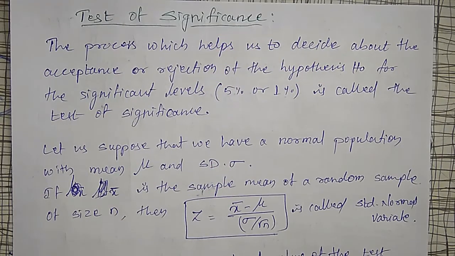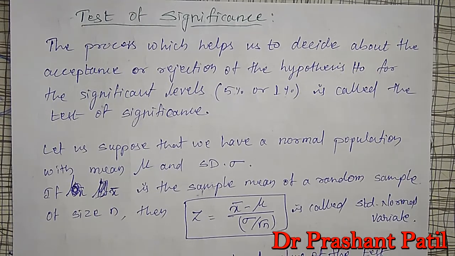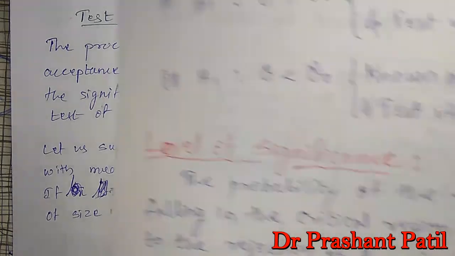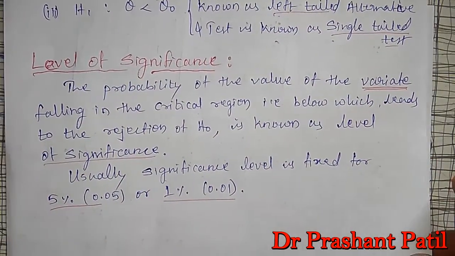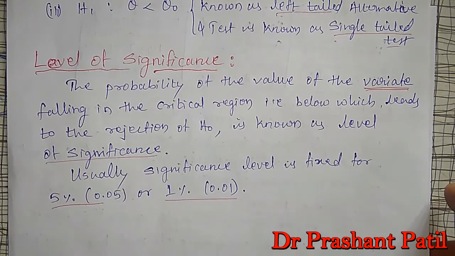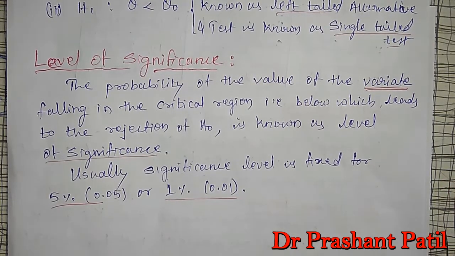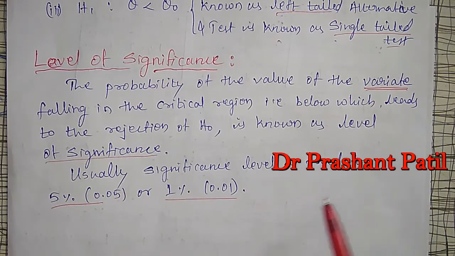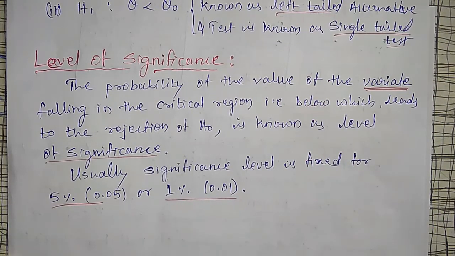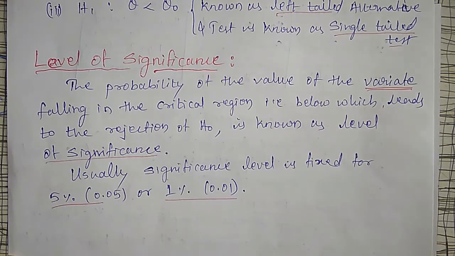Test of significance is what I'm going to explain in this video. What is significance? In the last video I defined significance, and let me explain once again here. Level of significance is the probability of the values of the variate falling in the critical region, below which there is a rejection of the null hypothesis. Those values are known as significance levels, and usually we fix them at the 5% level or the 1% level of significance.